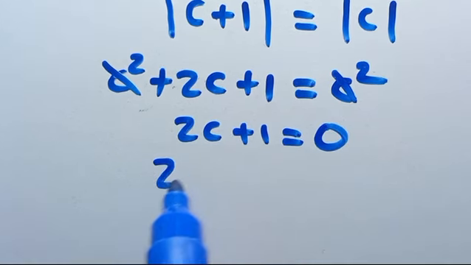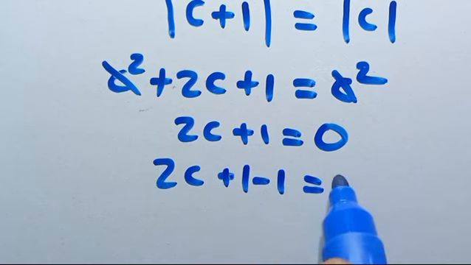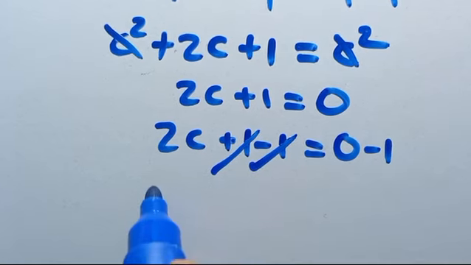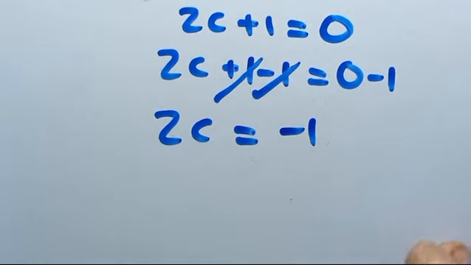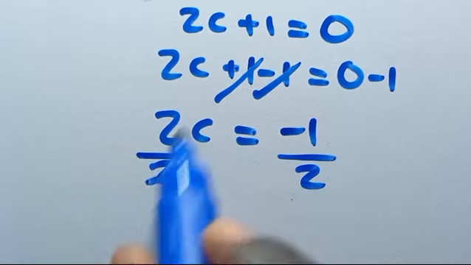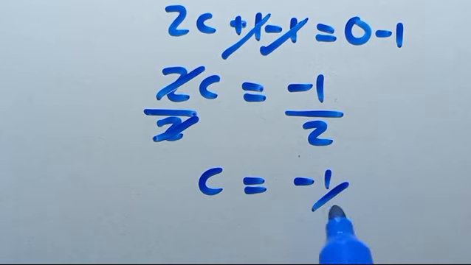Then from here we have 2C plus 1 minus 1, subtracted from both sides, 0 minus 1. This we cancel out this. So we have 2C equals 0 minus 1, which will be minus 1. So from here we have 2 divided by 2. So from here we have C equals minus 1 over 2.